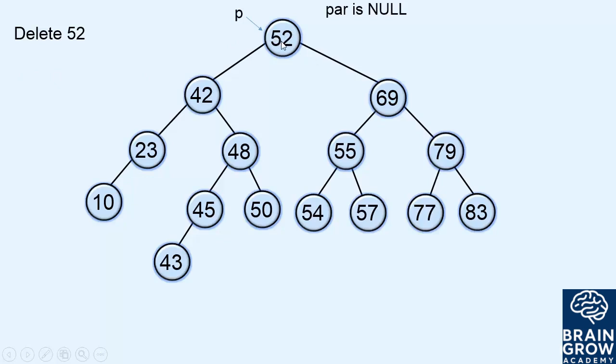Now the in order successor of this node is node 54. Parent of in order successor is this. Now this 54 is copied to this node and we have to delete this node from the tree. And this node can be deleted using case A.